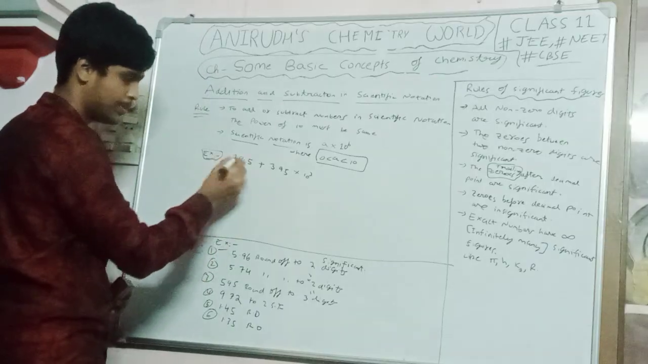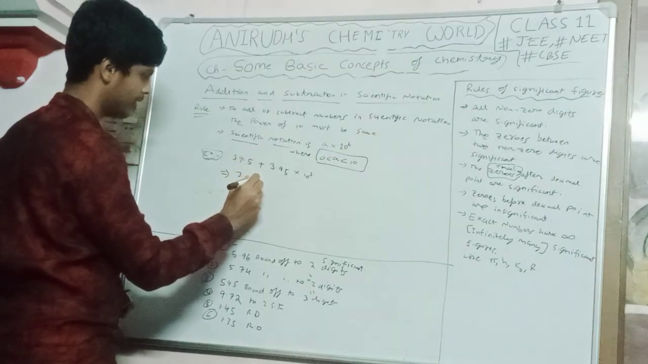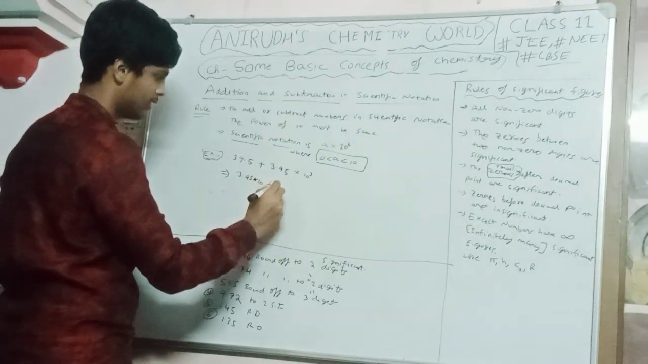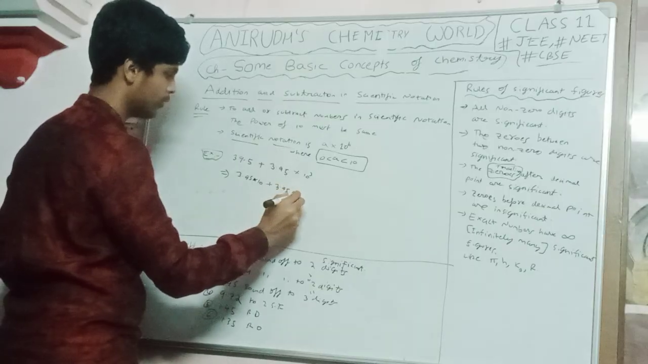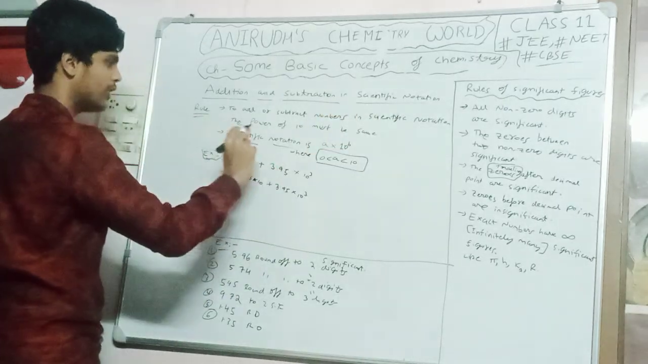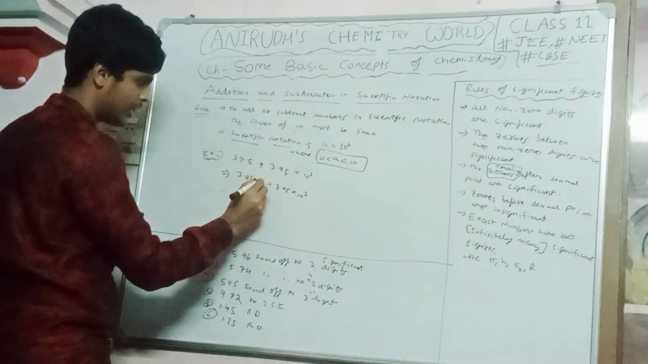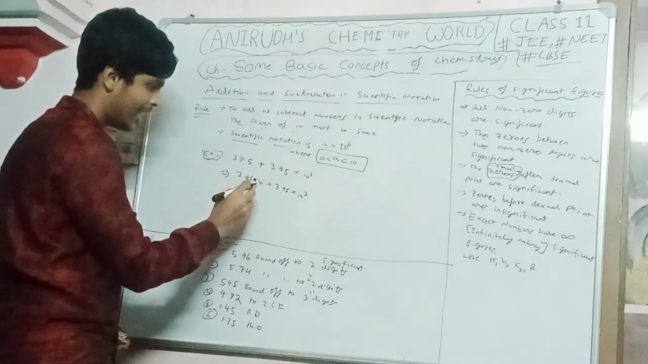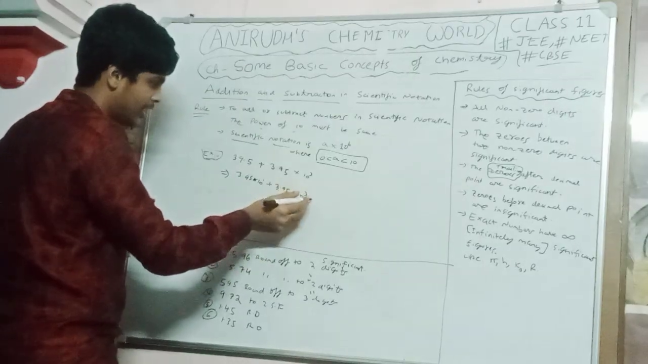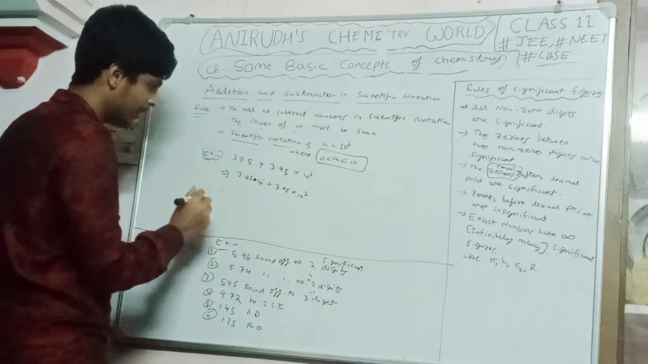You should express this: 39.5 can be written as 3.95 into 10, right? So 3.95 into 10 is 39.5, plus 3.95 into 10 to the power of 3. According to the rule, we need to add or subtract the numbers in scientific notation if and only if the power of 10 is same. But the power of 10 is different. Here it is 1, here it is 3. Either you need to convert this 10 power 1 into 10 power 3, or 10 power 3 into 10 power 1.